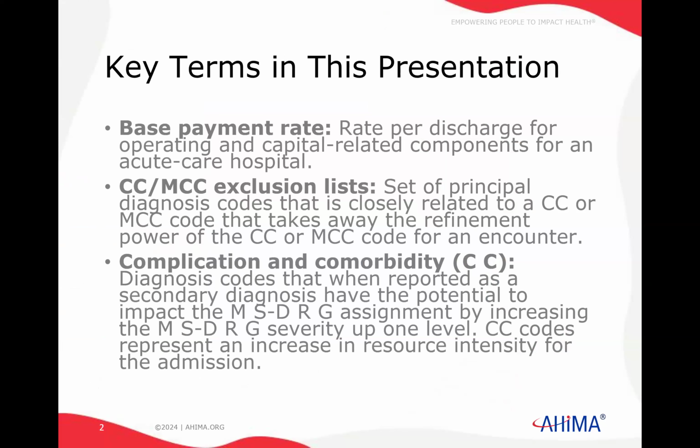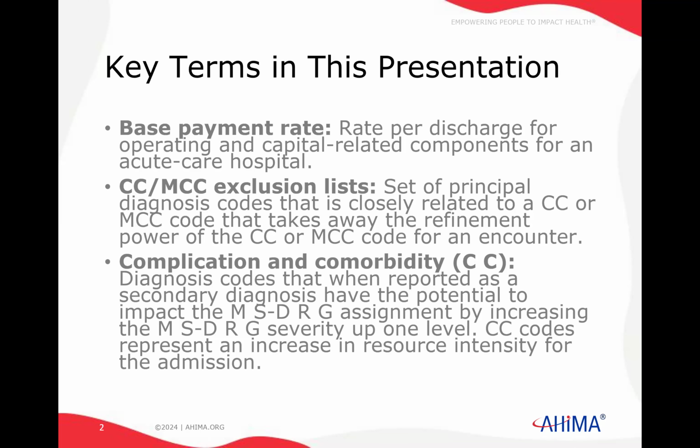The comorbidity complication and major comorbidity complication exclusion lists are a set of principal diagnoses that are related to a comorbidity complication, a CC, if you will, or a major comorbidity complication, or MCC, if you will, code, that takes away the refinement power of the CC or the MCC for a particular hospitalization or encounter.